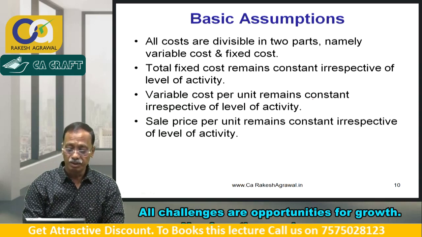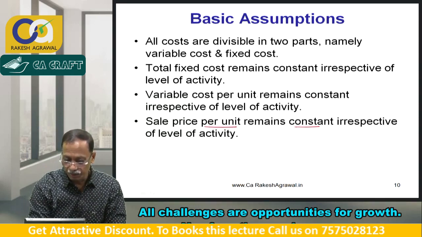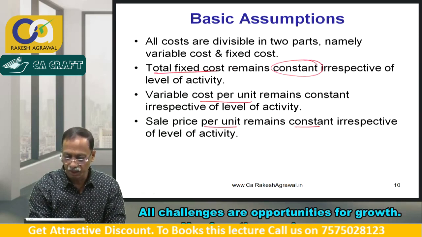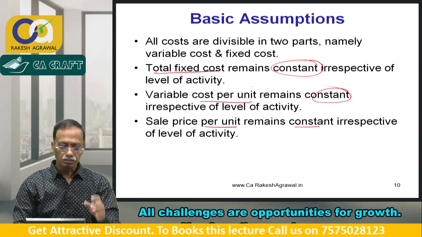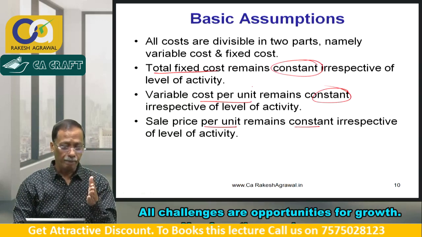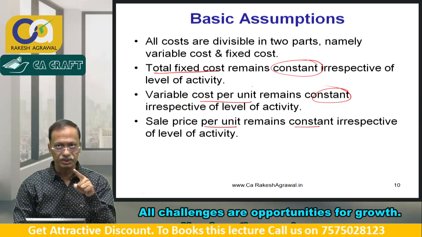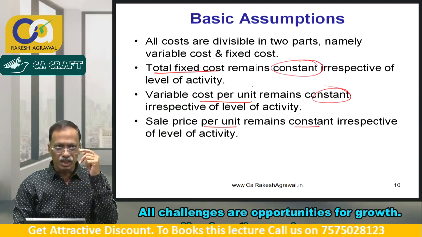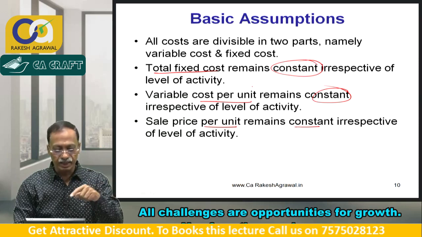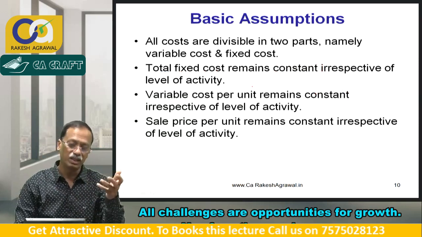Sales price per unit remains constant. Three things are constant as I told you. Sales price per unit is constant, variable cost per unit is constant, and total fixed cost is constant. These three are constants. So sales price per unit remains constant irrespective of level of activity. Now saying this is mathematically saying that the revenue function, sales function is linear and the cost function is linear. So cost and revenue functions are linear. Saying this mathematically and saying what is written on the screen is one and the same, only the wordings are different, the meaning is the same.